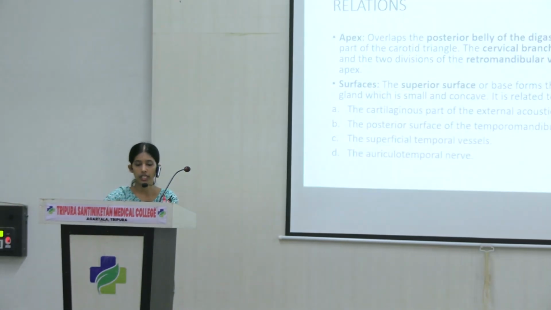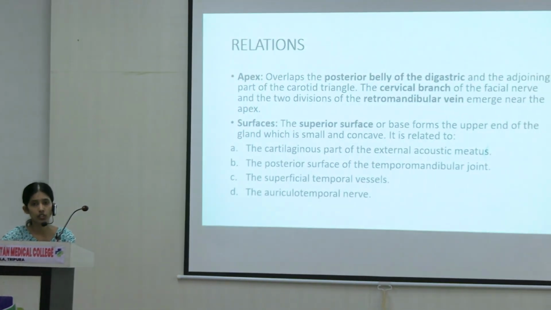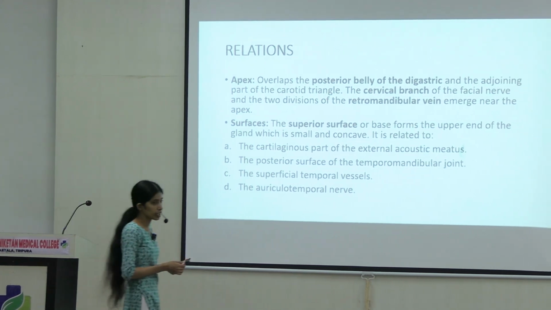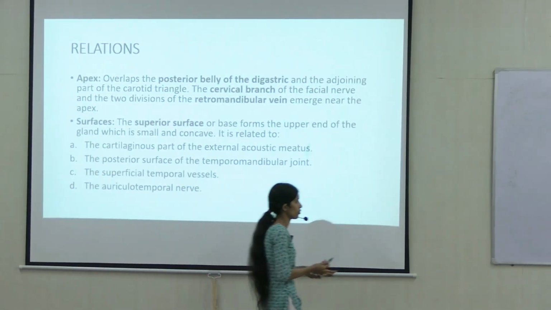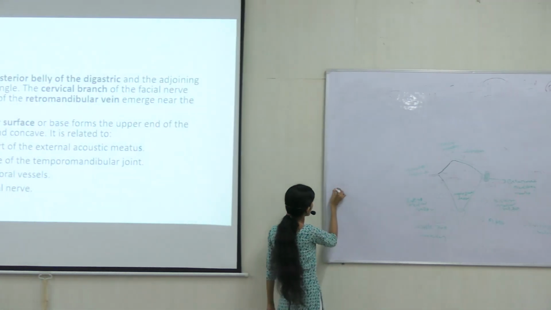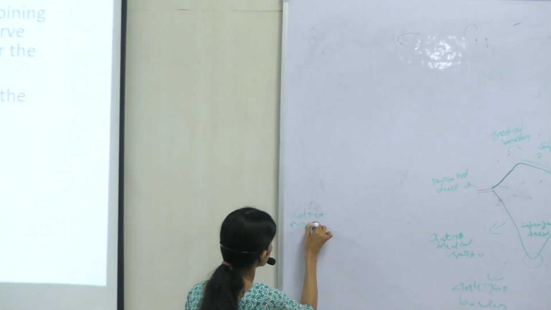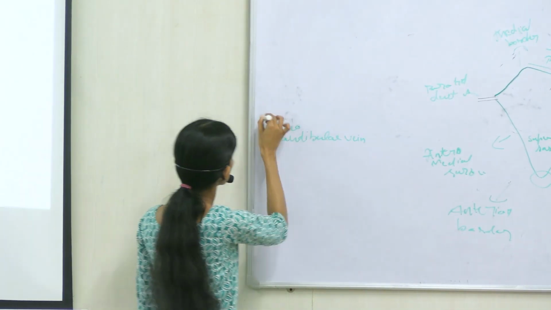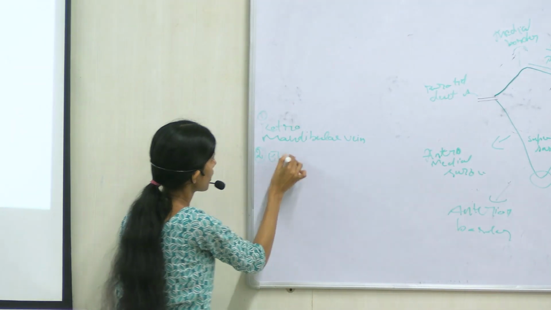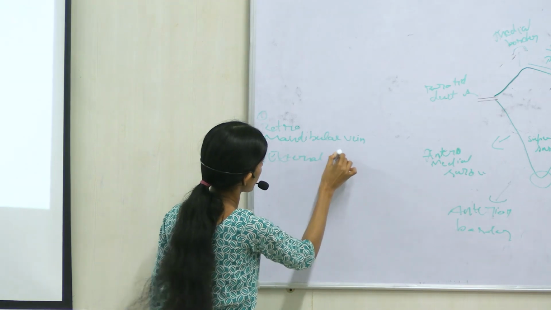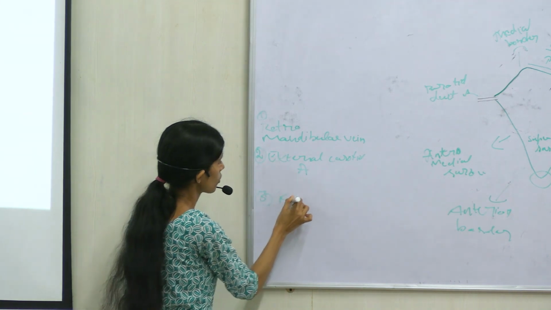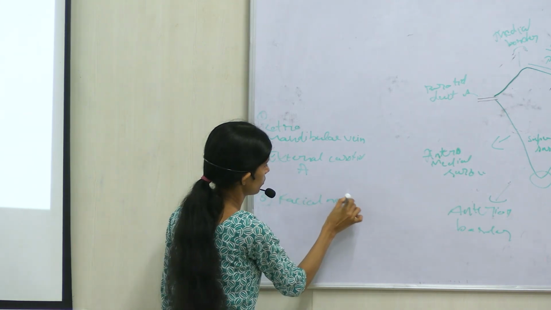Next, we have relations. Before talking about the relations, I'll mention a few important structures related to your parotid gland. We have three important structures. The very first one is retromandibular vein. The second one is external carotid artery, and the third one is facial nerve.